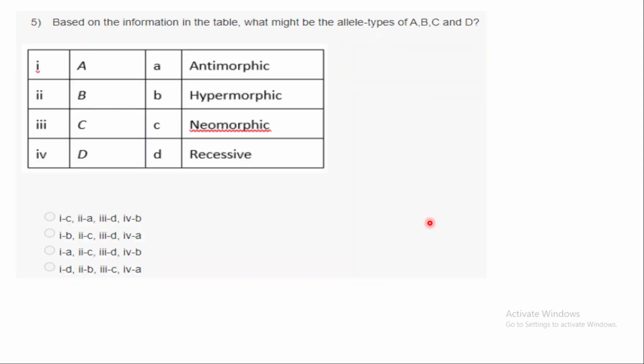So without any delay, we have two answers. Let me reveal the correct answer. The correct answer is option 2. So option 2 has all the correct matchings: allele A is hypermorphic, allele B is neomorphic, allele C is recessive, and allele D is antimorphic. So these are the four different types of alleles we have. The answers: A is hypermorphic, B is neomorphic, C is recessive, and D is antimorphic.